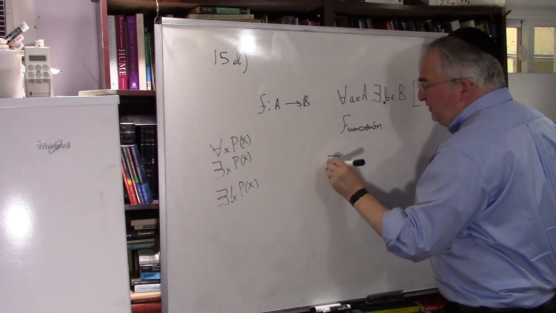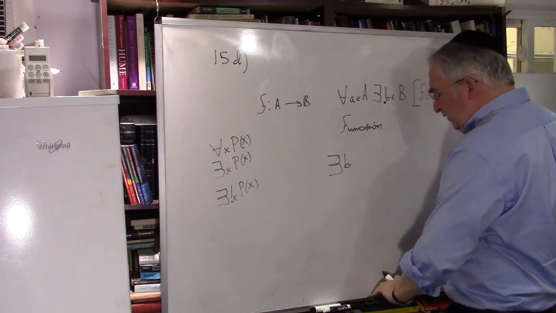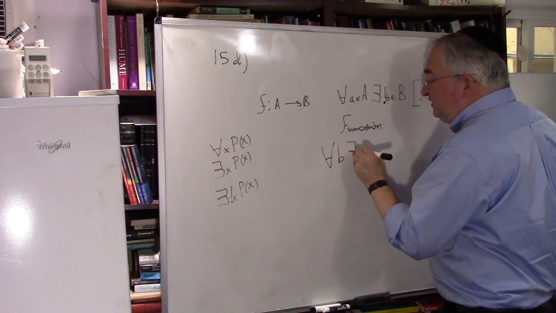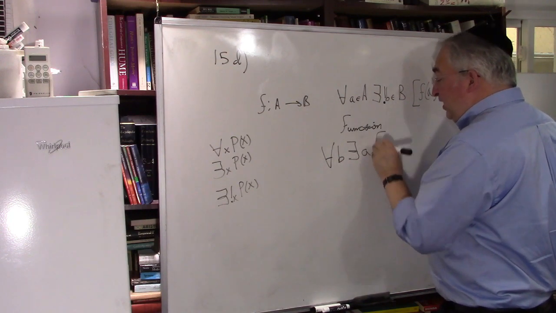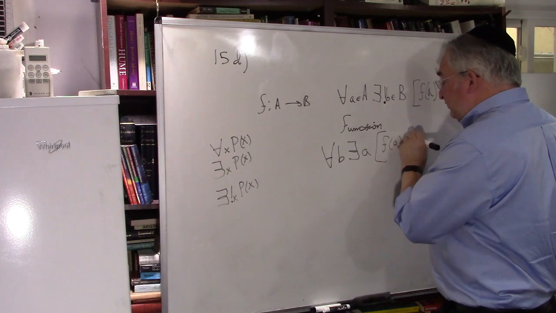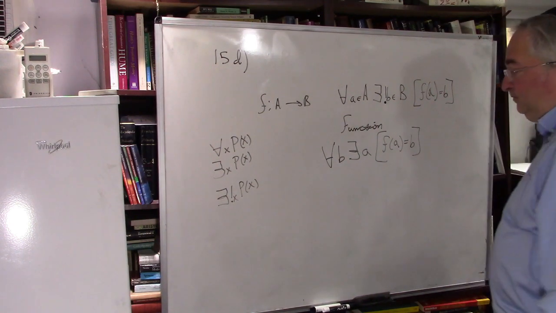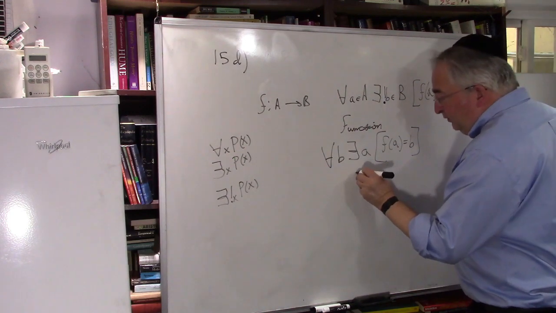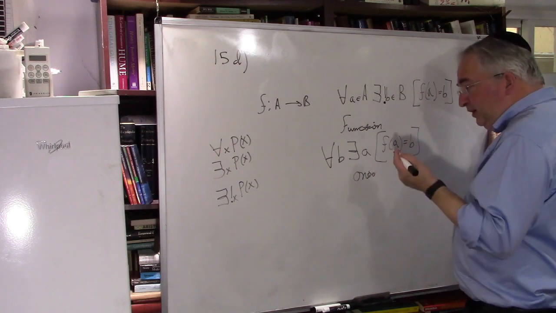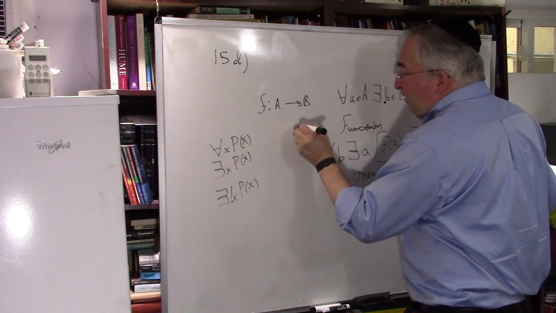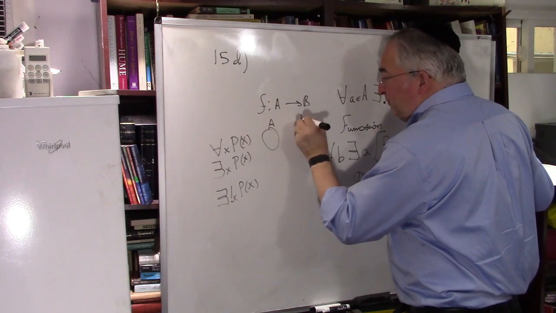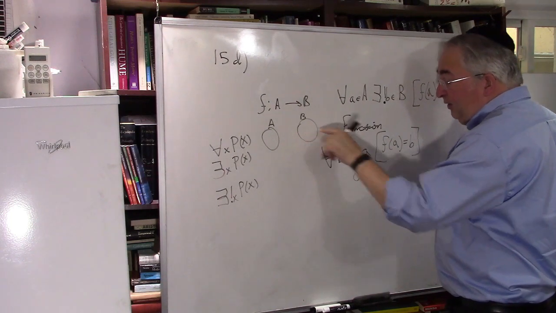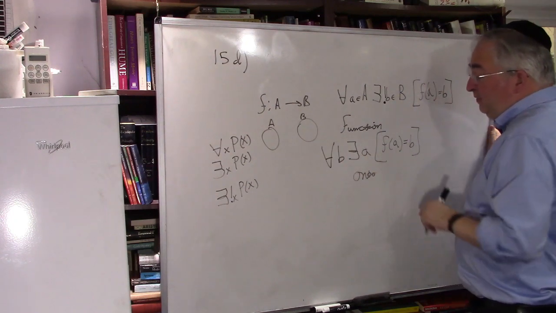Now let's go further. What about this? For all b, there exists an a such that f of a equals b. Look what this says. This says onto. What does onto mean? It means everything in here is hit. Here's A, here's B. So look what it says: for all b, every guy in here, there is an a, a guy in here, such that f of a is equal to b.